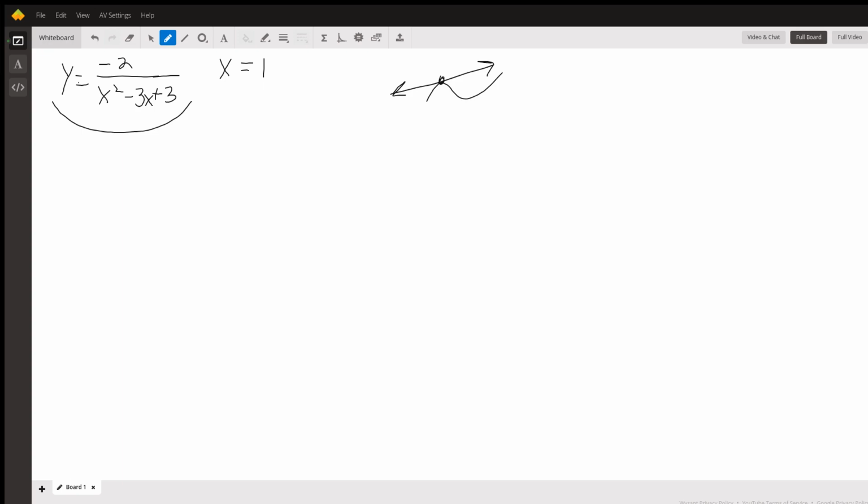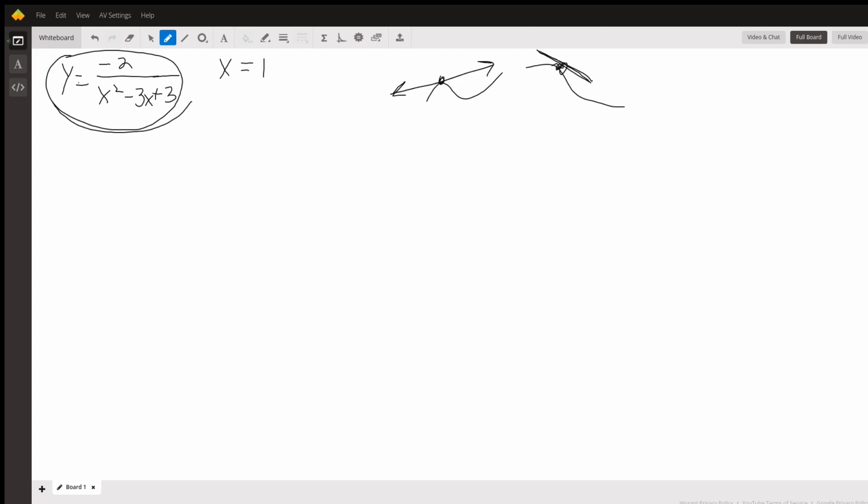The line may be going down. It might have a negative slope. It might look like this. I'm just giving an example of what it looks like. It just wants the equation of that line that's tangent to this equation at a certain point.